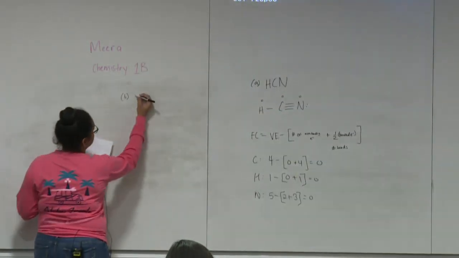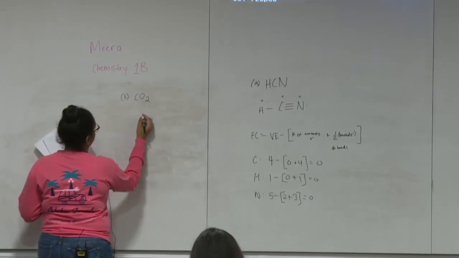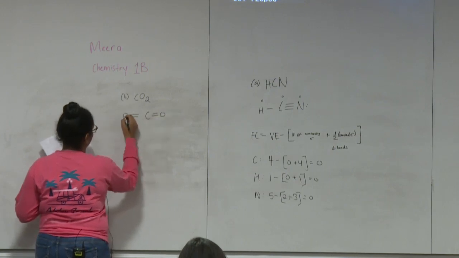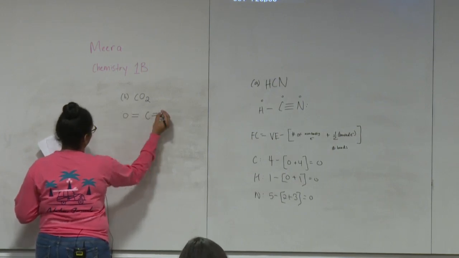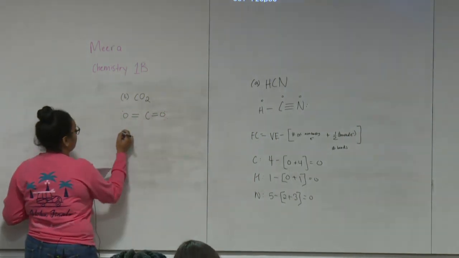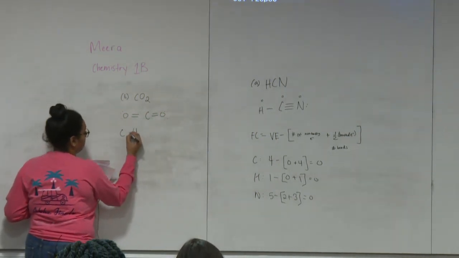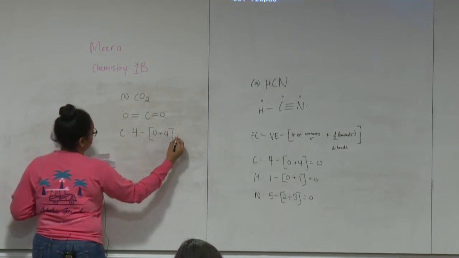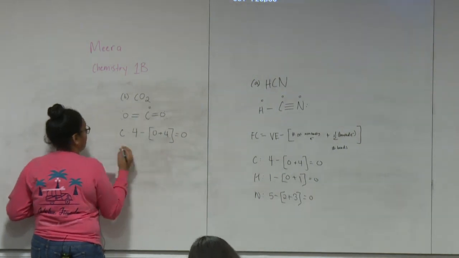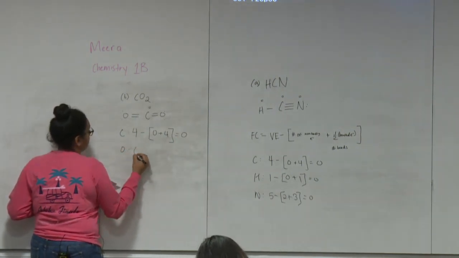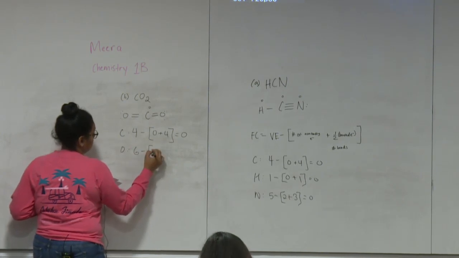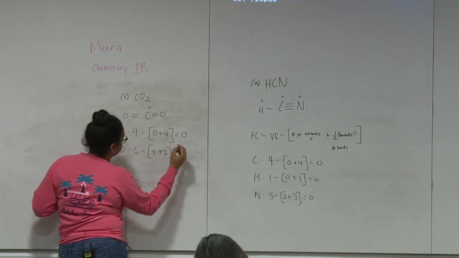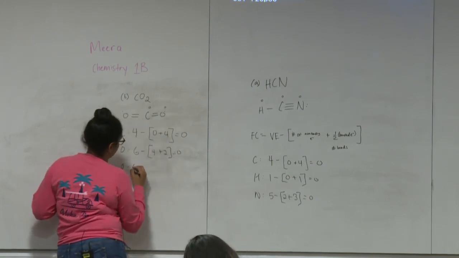So if we look at CO2, we draw the structure. We already drew it before. If we look at carbon, again, it has 4 valence electrons minus 0 that are not bonded plus 4 bonds. And then the oxygens, 6 valence electrons minus 4 of the non-bonded plus 2 bonds, 0, and this oxygen is exactly the same.